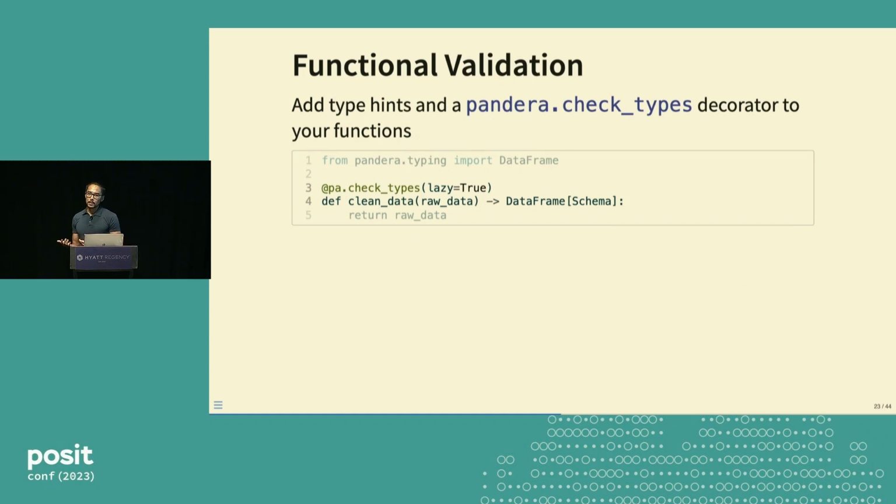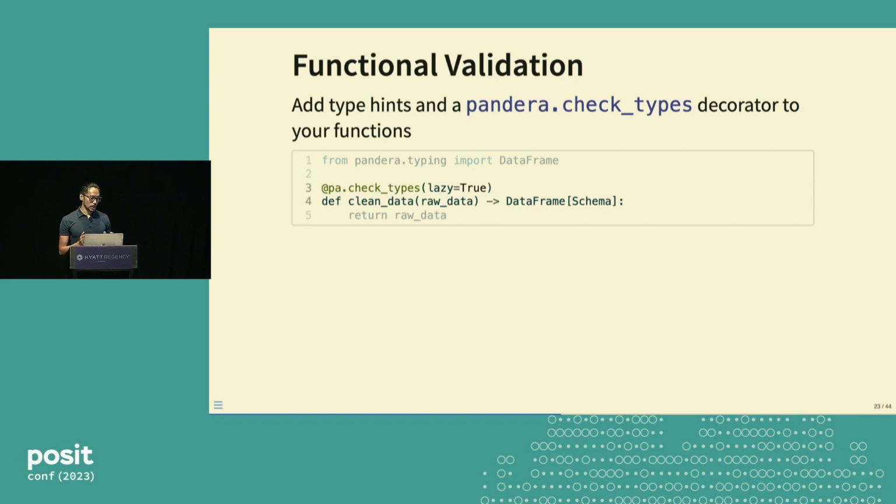You can easily integrate this with your existing pipeline. So assuming that you have functions defined for each step of your pipeline, this also works with methods, of course. But in this case, we have a clean data function that doesn't do anything. It just returns the input. So this is the incorrect implementation.